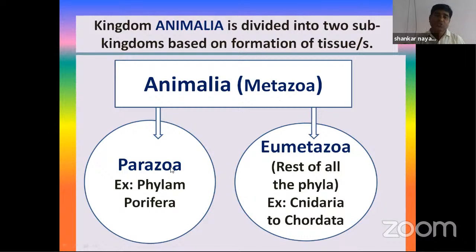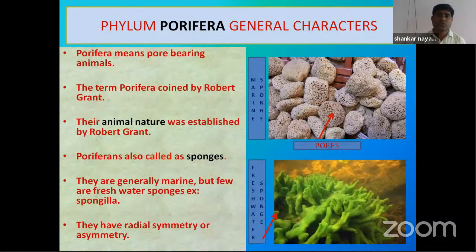So when we see the Parazoa, Parazoa has only one phylum, that is called Porifera. The rest of all the phyla come under Eumetazoa. Eumetazoa starts from Cnidaria and goes up to Chordata. So our first phylum is Porifera.